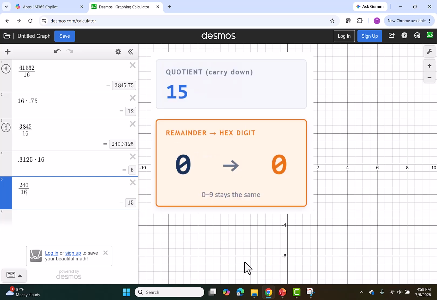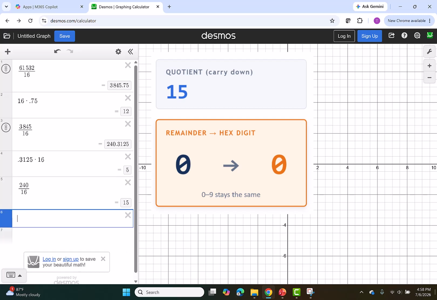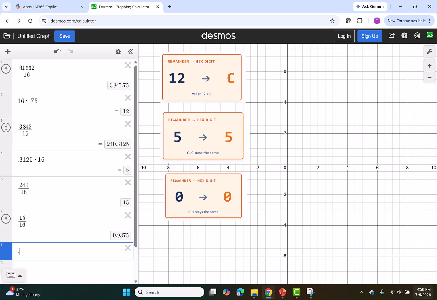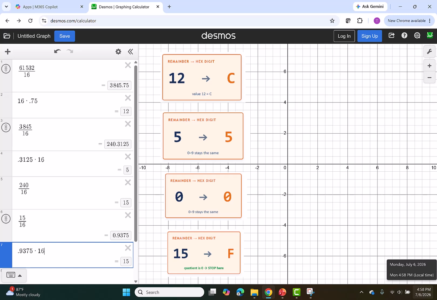Now it's important to remember, where do I stop? Do I stop when my remainder is 0 or when my quotient is 0? And the answer is when the quotient is 0. So let's keep going. We need to divide 15 by 16, and this time I do get my quotient of 0 with a remainder of 0.9375. So the 0.9375 times 16 gives us 15, which we probably knew already. So this says our last remainder is 15, which we know in hexadecimal is equal to F.